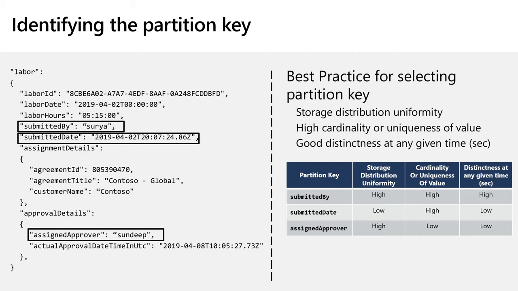Let's look at another example. Submitted date, storage distribution is not very uniform. Why? Because today it could be a high traffic day. Tomorrow in the US it's a working day, in India it's a holiday. So in that particular partition, you would not have enough data, and it's not uniform across different dates, right? So it's low. So given that criteria, what we selected is submitted by, which becomes the best partition key, based on those best practices for selecting the partition key.